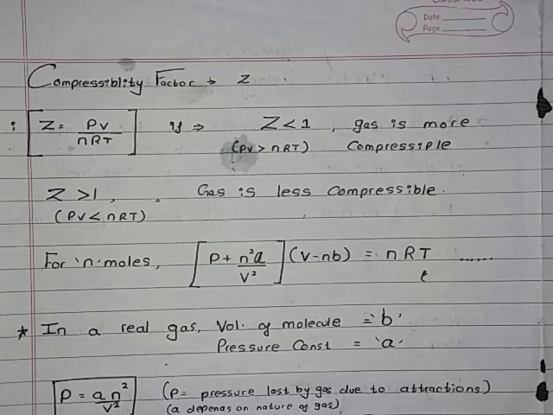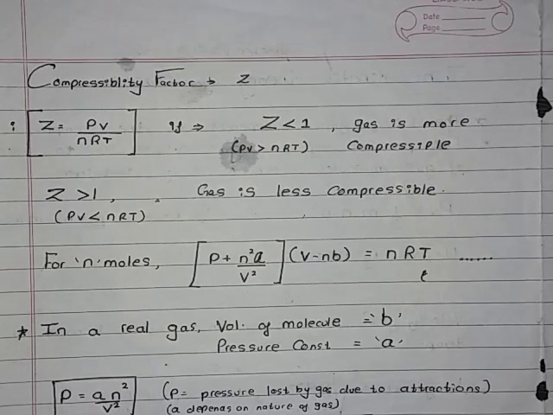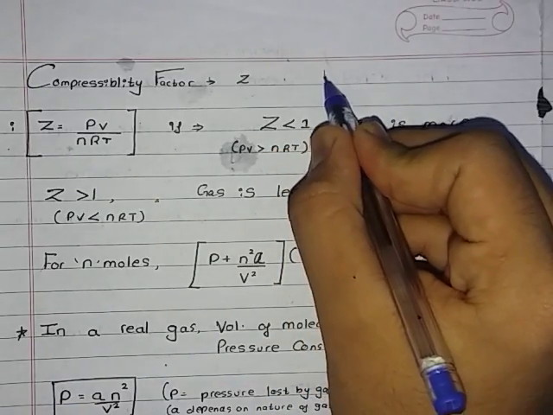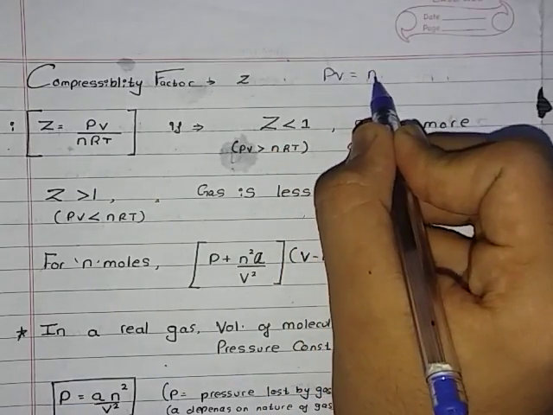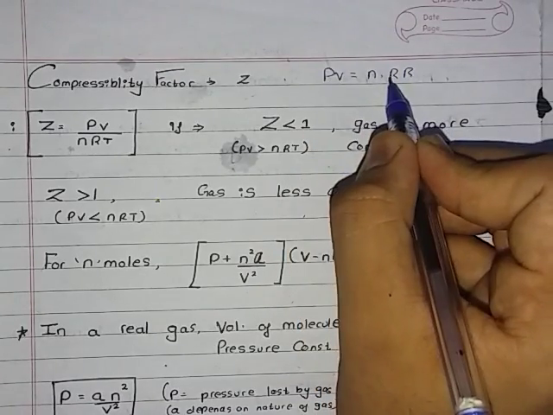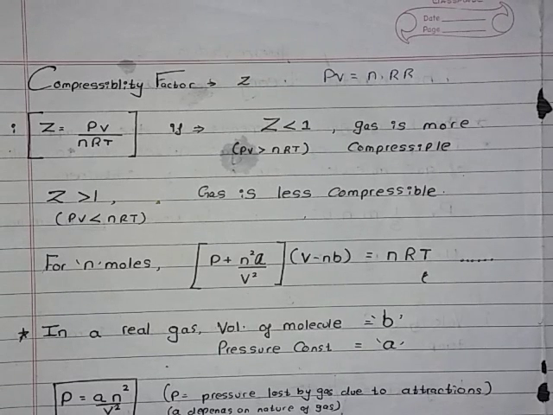So compressibility factor Z equals PV upon nRT. What would you say? You say no, Mr. Science, no. Actually, according to the ideal gas law, PV equals nRT. So according to this, PV upon nRT equals 1. But PV upon nRT equals Z, because the gas here is not ideal.